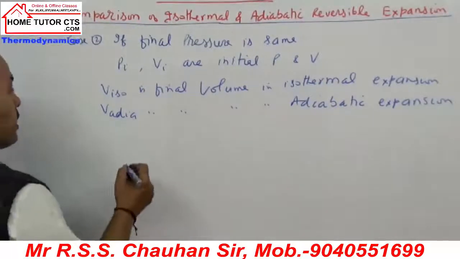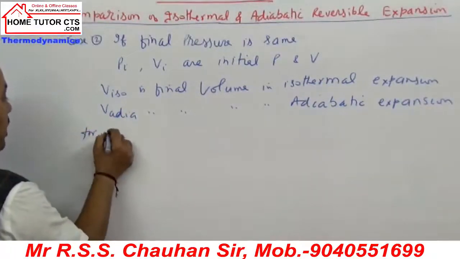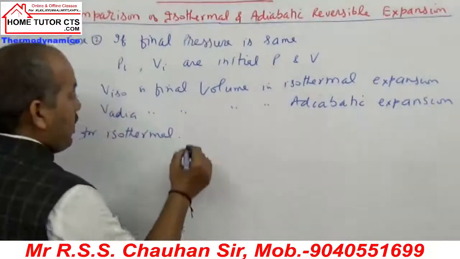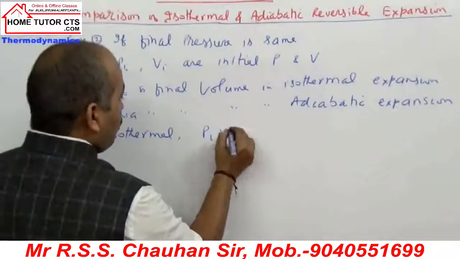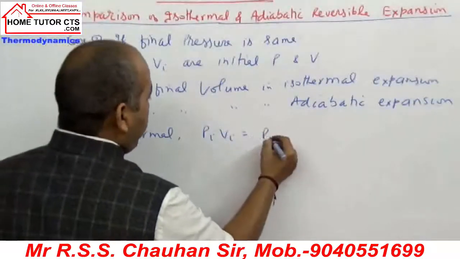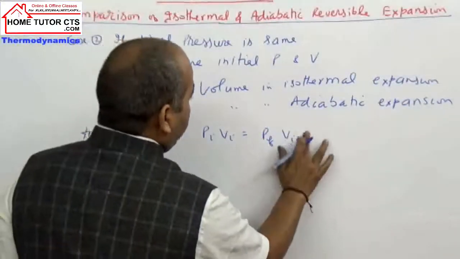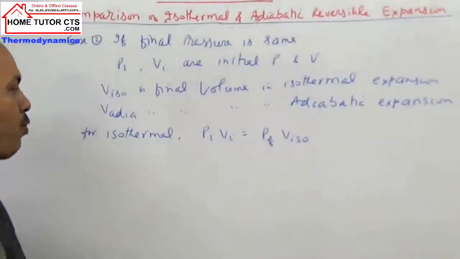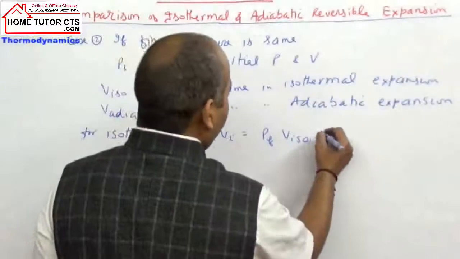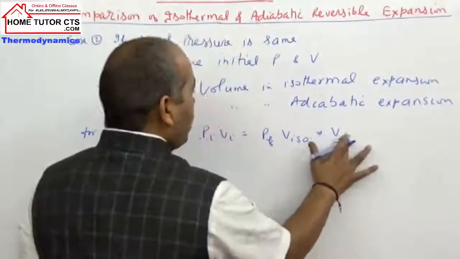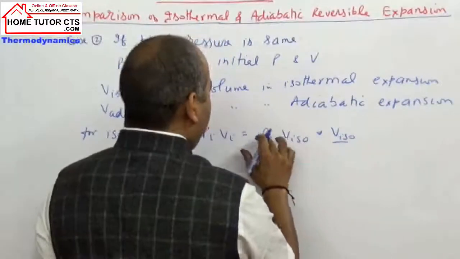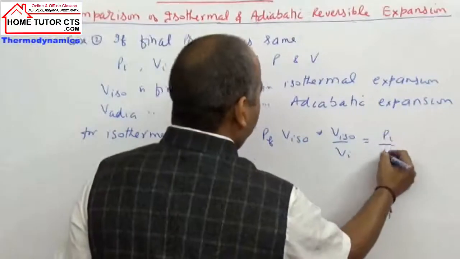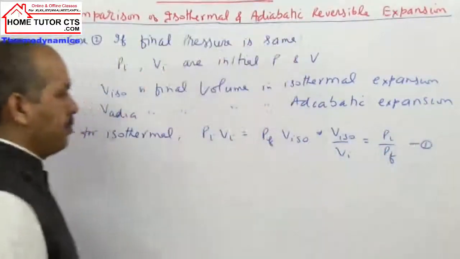So in this case, how do we write expressions? If I take first the isothermal expansion process, what is the expression? I can write, like the previous case, P initial V initial is equal to P final V iso. From here, if you take the relation of final volume, that is V iso by V initial, it will be P initial by P final. Expression 1.